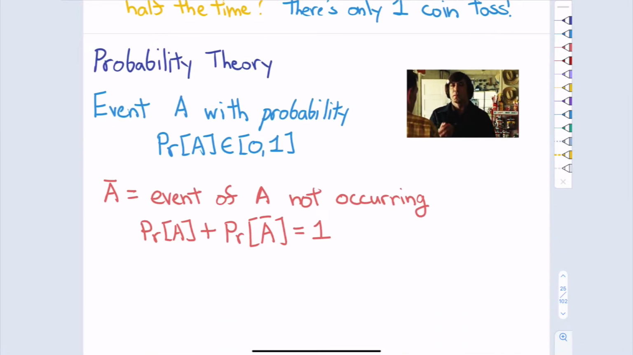In probability theory, we have events. Something happens or it doesn't happen. They're assigned probabilities between 0 and 1. Every event has a probability. The coin coming up heads is an event, and the probability of that event is 50%. For every event, there's the event of it not happening, the complementary event, and the probabilities have to add up to 1. So if A happens, A bar cannot happen. If A bar happens, A must not happen. I'm guessing you guys have seen this before?